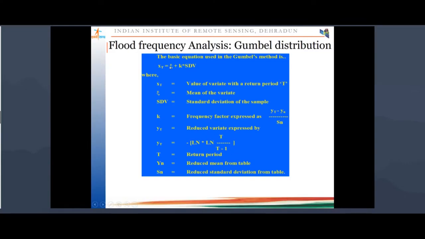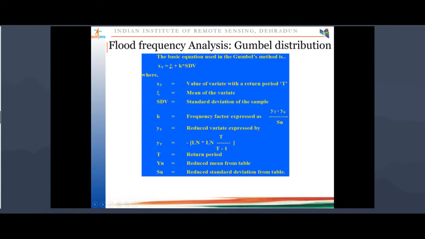I find out, out of 365 days, the one day where the maximum river discharge occurs. I will take that data. For 1992 also, I will take the maximum discharge data. 1993, 1994, and so on. So there will be 30 data points, all peak data. That will be X1, X2, X3, X4, like that.